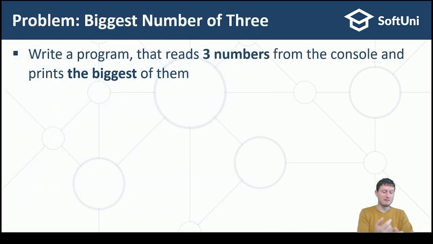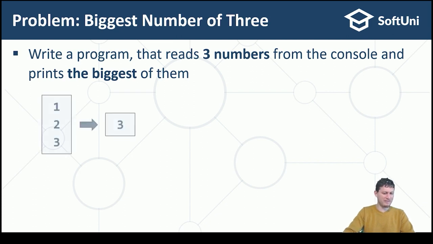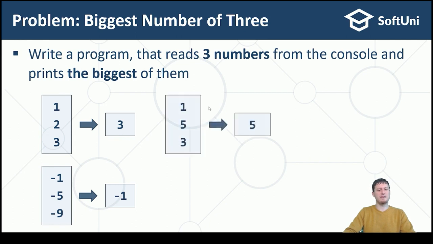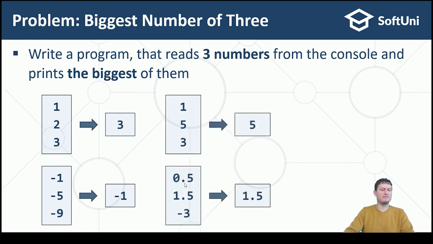It's about writing a program that reads 3 numbers from the console and prints the biggest of them. Wow, it's a little bit more complex. So if I have 1, 2, 3, 3 is biggest. If I have -1, -5, -9, -1 is the biggest, obviously. If I have 1, 5, 3, 5 is biggest. If I have 0.5, 1.5, -3, 1.5 is the biggest. So how to solve this problem?